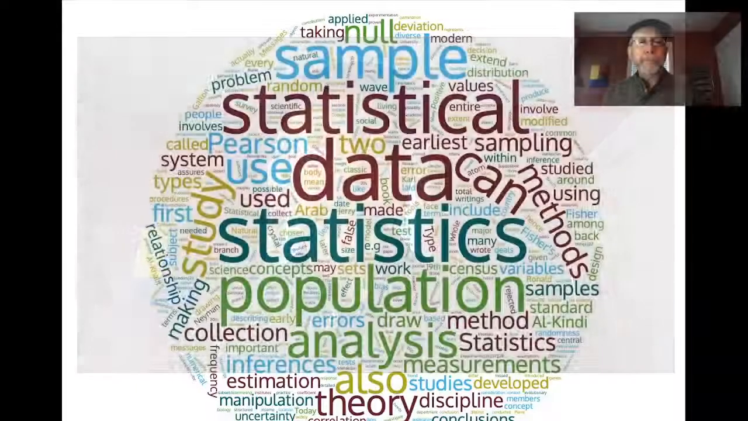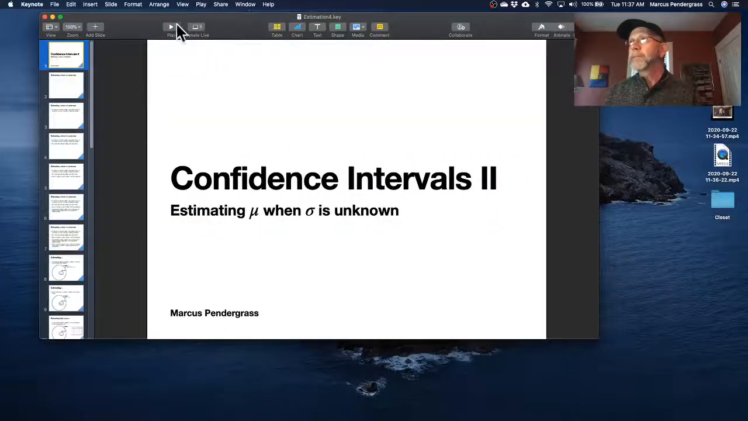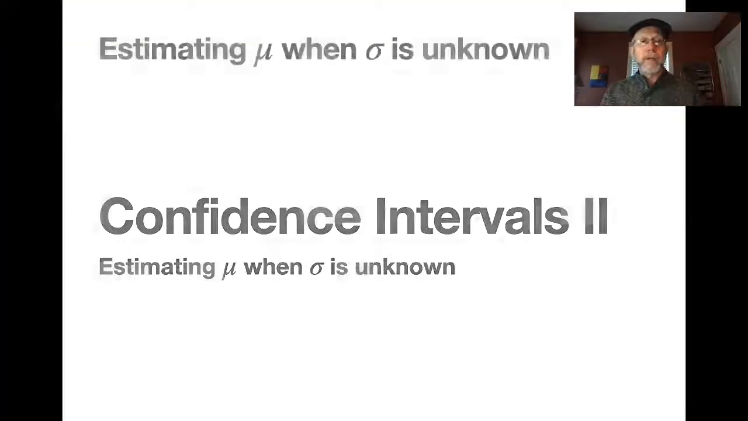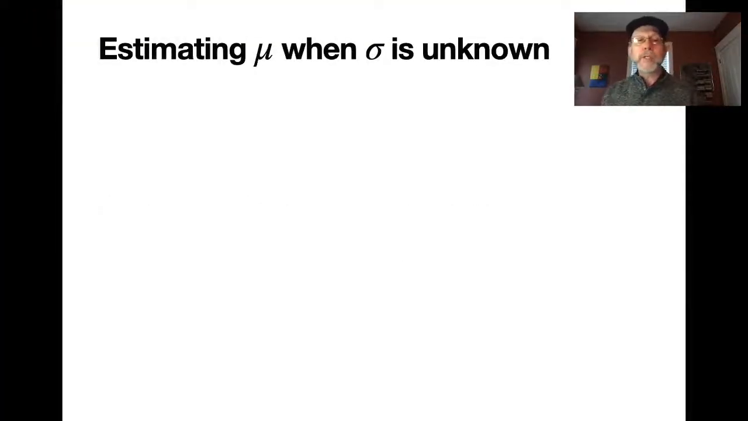So, what do we do when the population standard deviation sigma is unknown, as it is usually? We want to discuss that now, and in a subsequent video, we'll go through an example. So, let's see what's in store. Estimating mu when sigma is unknown.